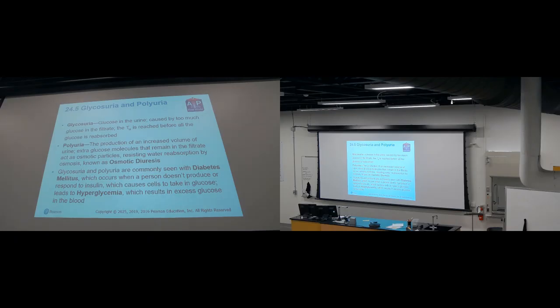So there is the triad of the polys for diabetics. They have polyuria because they urinate a lot. They have polydipsia because they have to drink a lot of water to compensate for the loss of fluids in their urine. And they have polyphagia, they eat a lot. Okay, so that's a triad of the polys.